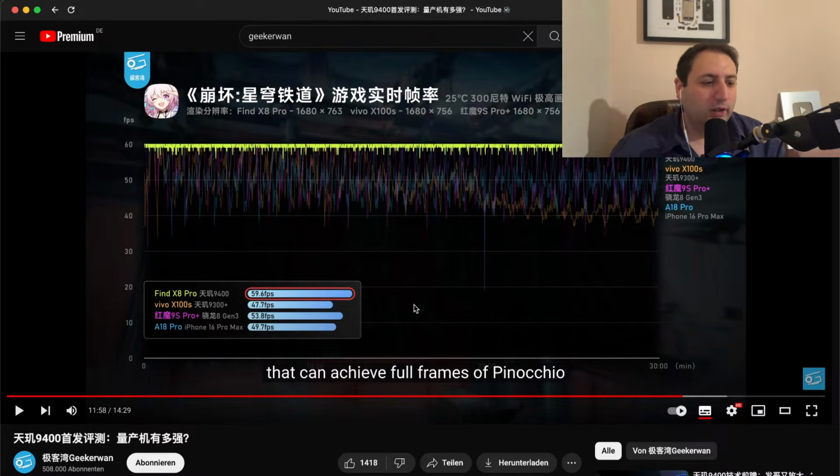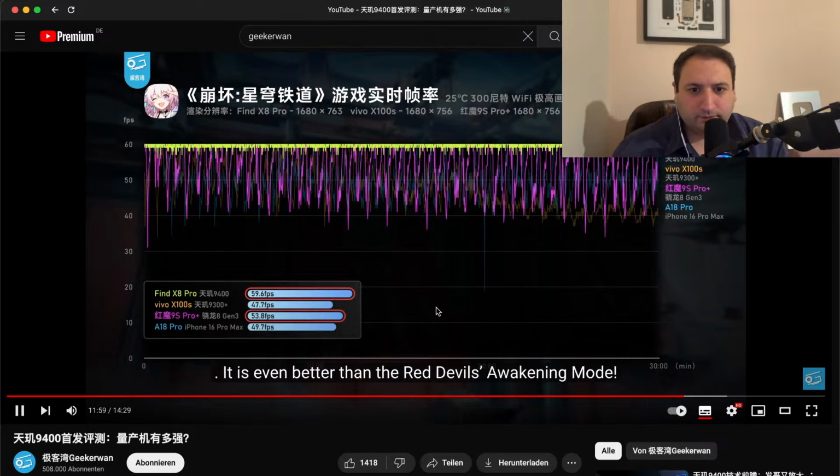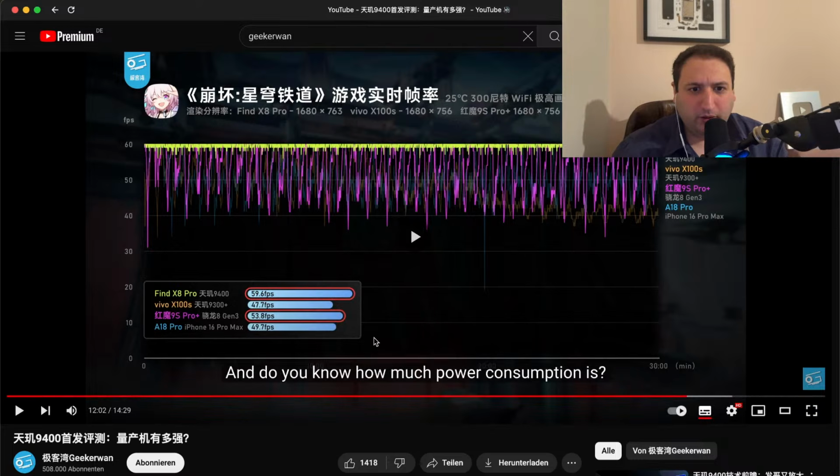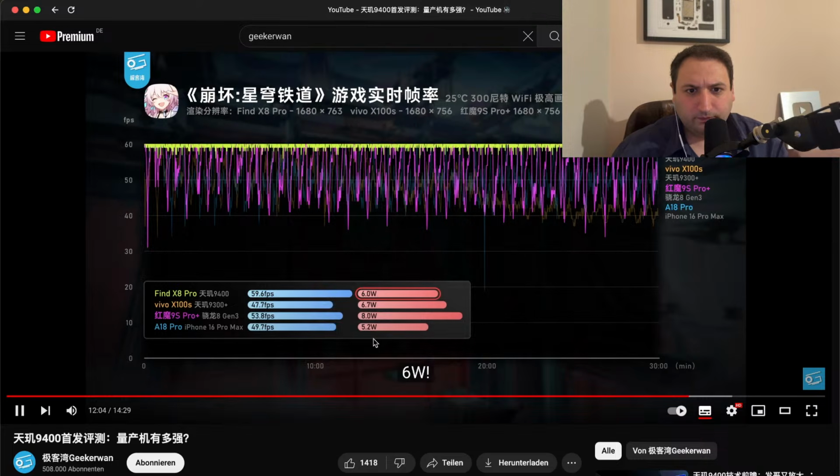So I would argue this definitely does dethrone the iPhone when it comes to the GPU. It's even stronger than the Red Magic's awakening mode. Yeah, and I don't care about that. What's the power consumption here? Only 6 watts. Okay, so the efficiency is roughly the same actually as on the iPhone.